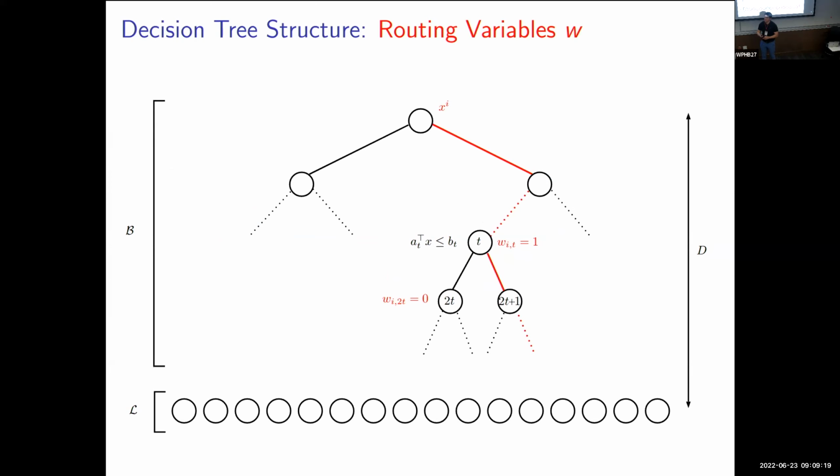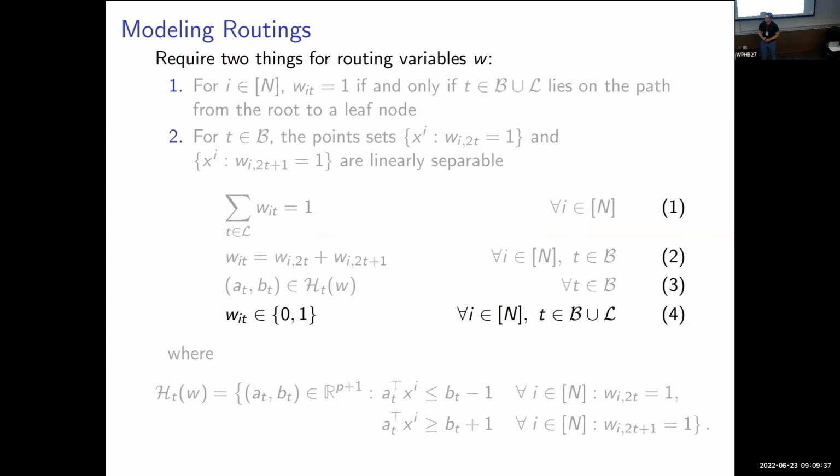So we're going to say that WIT is equal to 1, but it goes to the right child 2T plus 1. So WI comma 2T is equal to 0. And let's say it arrives at this leaf node right here, and it's classified correctly, so its corresponding Z variable is equal to 1. So that's just what the variables themselves mean.